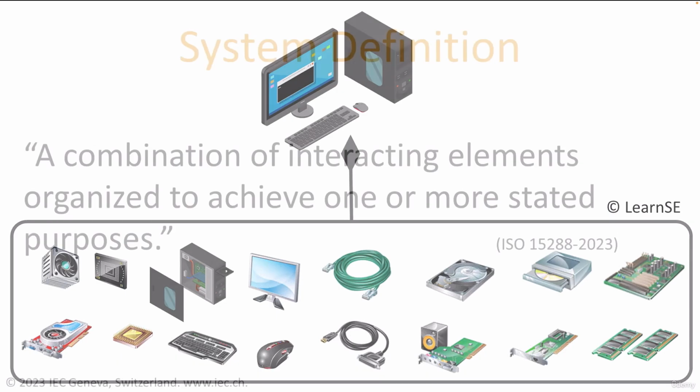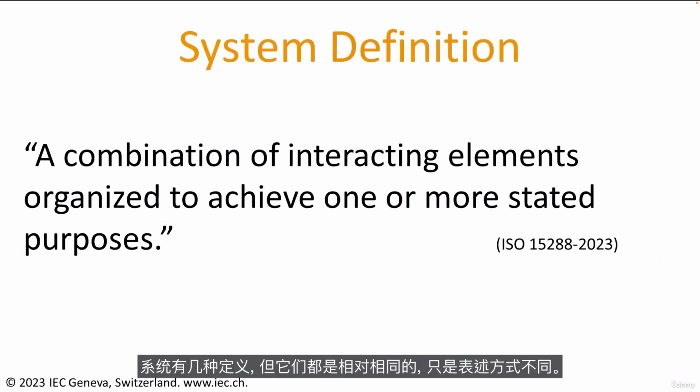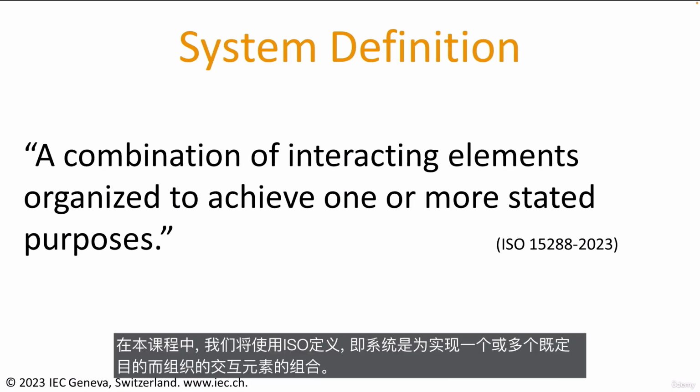This composition relationship forms the foundation for the concept of system hierarchies, which is the topic of the next lesson. There are several definitions of a system out there, but they're all relatively the same, only stated in different ways. For this course, we'll be using the ISO definition, which is that a system is a combination of interacting elements organized to achieve one or more stated purposes.